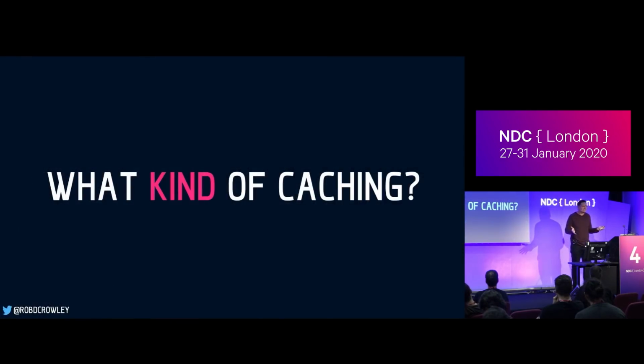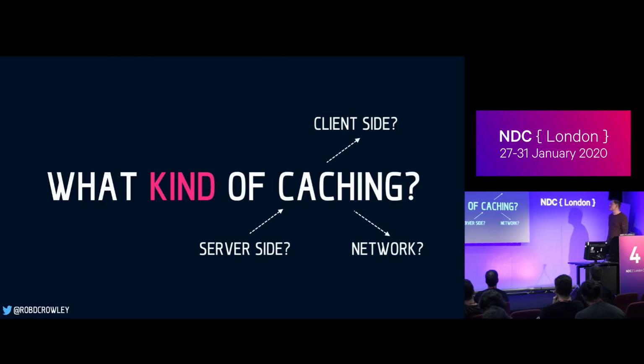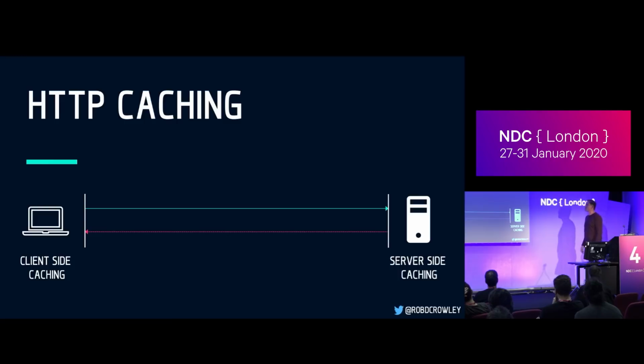But what kind of caching? Surely not all caching. Because if we look at caching, there's actually many kinds. We can either cache in the client, so that could be your browser cache. We could cache on the server side, also known as application caching. Or we can have network caching or intermediary caching. So again, cache boxes that might sit between the client and the server. So let's take a look at that.